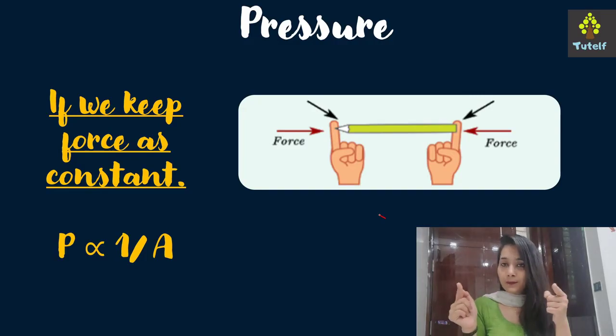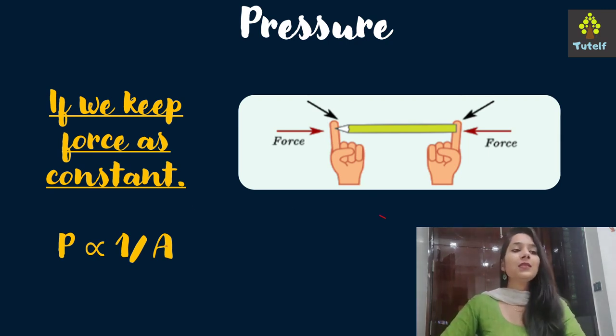So when you try this, take your pencil or pen and try to apply an equivalent force from both the ends, and you will see that you'll get a prick on the finger where the pointed end is and not on the other finger, right? So this means that pressure is inversely proportional to area.